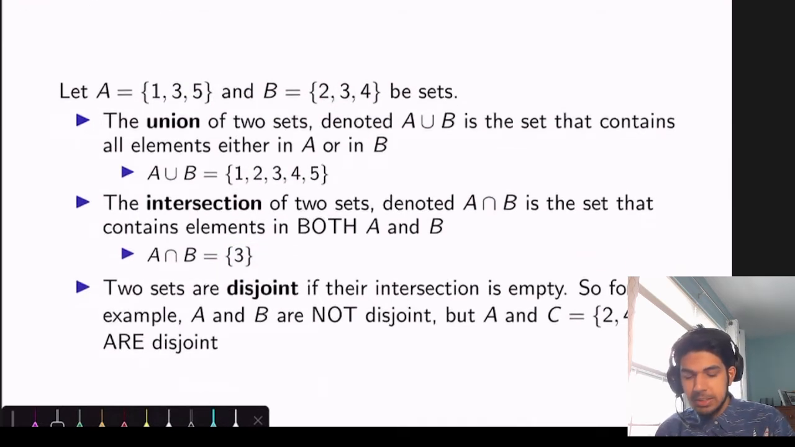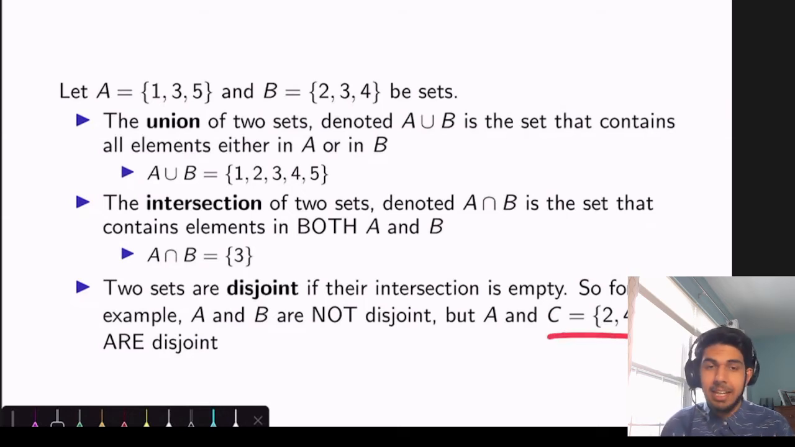Finally, we say that two sets are disjoint if their intersection is empty. So that means the two sets share no elements in common. So in our example up here, A and B are not disjoint because their intersection is not empty. It contains the element 3 here. So they're not disjoint. But let's say we introduce the set C, which is 2, 4, and 6.